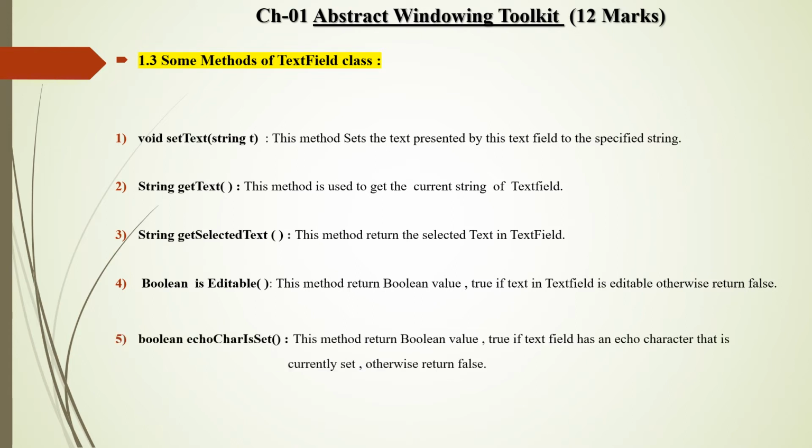Last method, boolean echoCharIsSet. Okay, so this method does not have any parameter but returns a boolean value. This method returns true if the text field has an echo character that is currently set, otherwise returns false. So these are the methods of the text field class. And remember one thing, in the last method, the character C is capital, I is capital, S is capital. In the fourth method, E is capital. In the third method, S is capital.